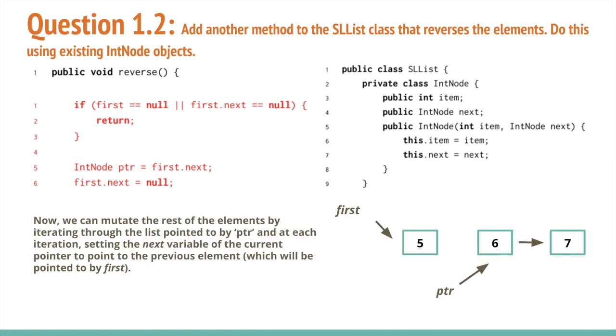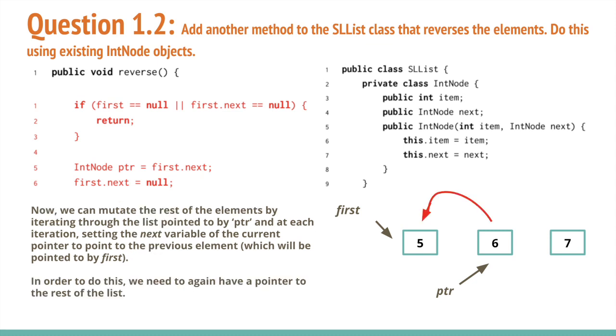So with this setup, we can now mutate the rest of the elements by iterating through the list pointed to by pointer, and at each iteration setting the next variable of the current pointer to point to the previous element, which will be pointed to by first. So in our example, we want the next variable of the node with value 6 to point back to the node with value 5. However, doing this without having a pointer to 7 will make it impossible to retrieve the rest of the list. So we need to initialize a temporary pointer.